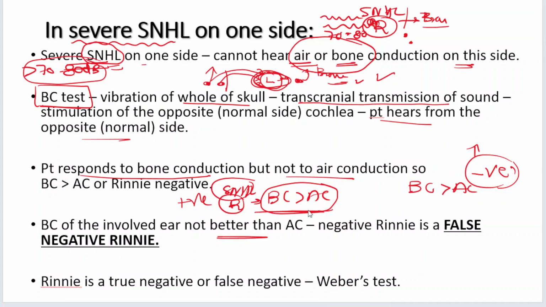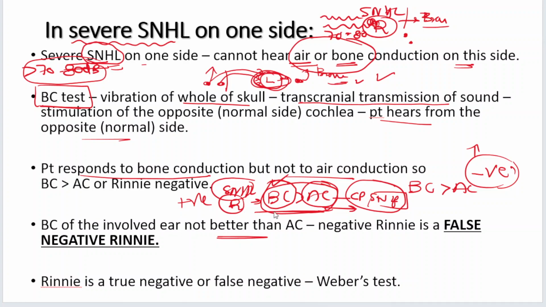But is the bone conduction better than air conduction here? There is severe sensorineural hearing loss. Bone conduction is not better than air conduction. Air conduction is using all the three pathways: conductive pathway, sensory, and neural pathway. Bone conduction is using only the sensory and neural pathway.